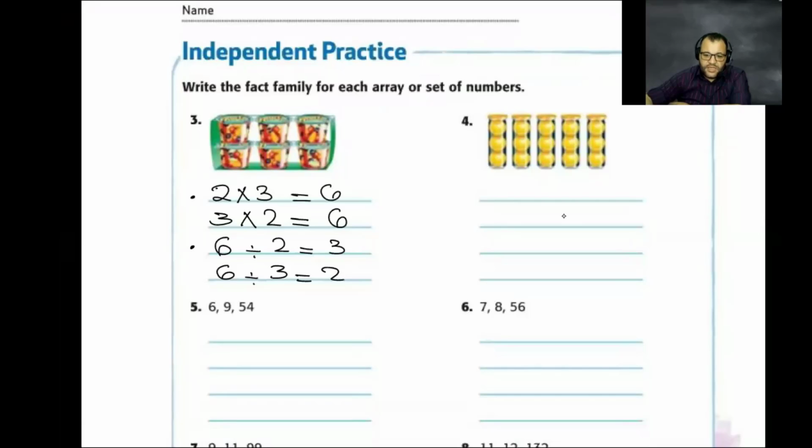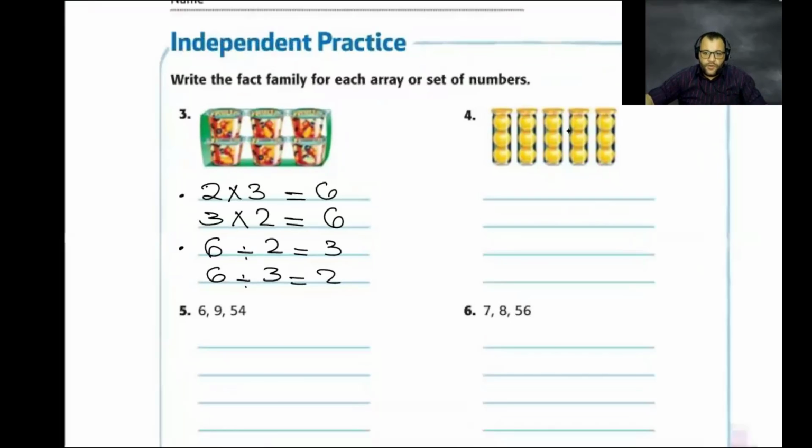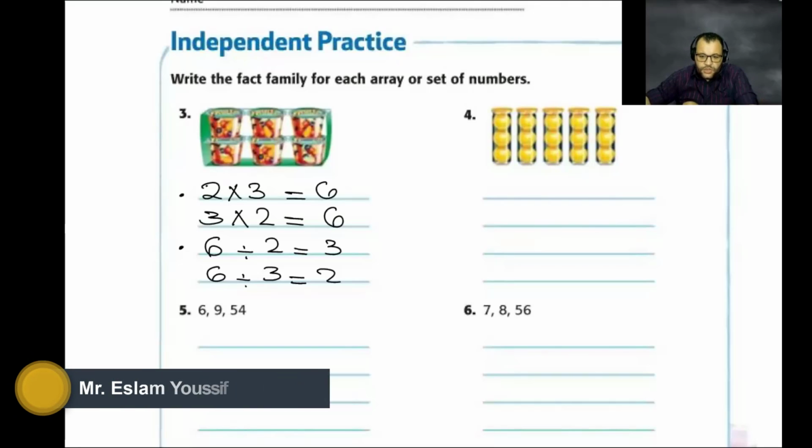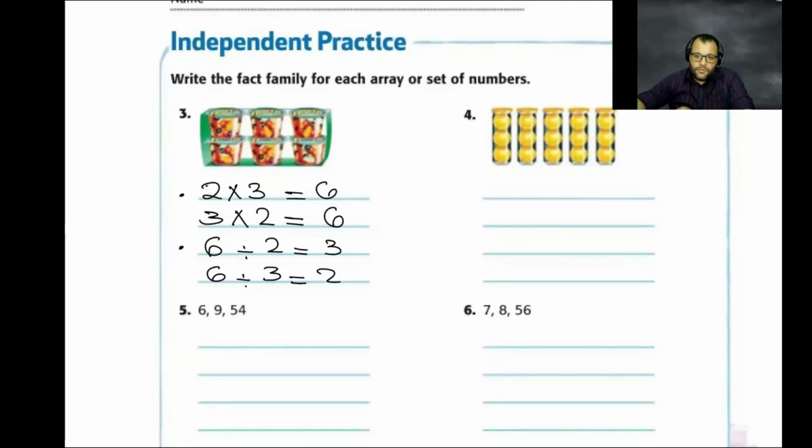So who can solve with me the second one? Question number 4. Who will solve it? Yusuf, can you solve with me question number 4? Okay. 1, 2, 3. 1, 2, 3, 4, 5. 5 multiplied by 3 is 15. So again, please. 3 times 5 is 15. And also 5 multiplied by 3 is also 15.